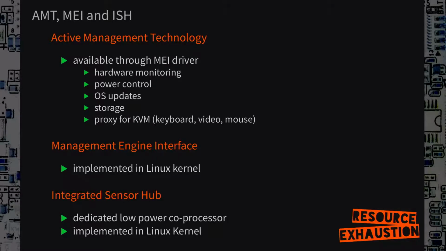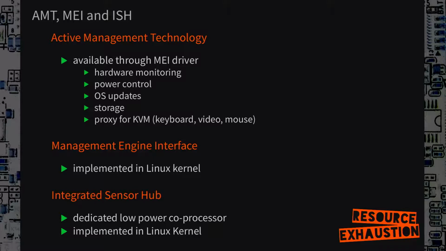So the Active Management Technology is implemented, for example, in the Linux kernel. There is a driver for it. It can do hardware monitoring, like monitoring if your chips are overheating. It can have other sensors connected to it. It can do power control, just like a BMC. You can power cycle your system through it.